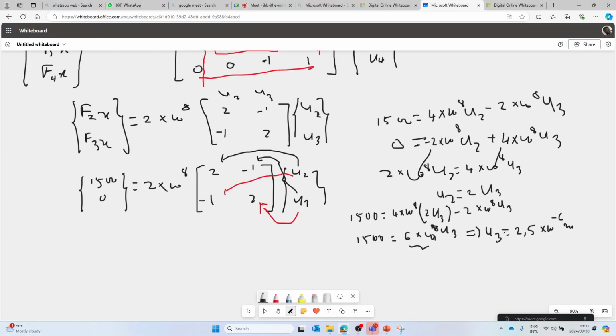Yeah, it's supposed to be minus 6. So if you find this one, and remember, u2 is 2 times that. So you know that u2 is basically 5 times 10 to the 6 meter. You already created a relation. You say that u2 is 10 times u3. So it's already here. The answer that you find here times 2, you get this answer. Now you have solved for the displacement.